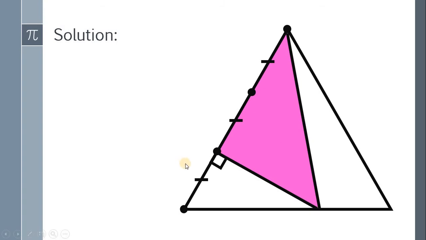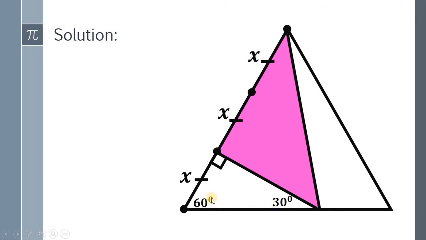First thing to do is to let this side be equal to x. Since they are all equal, therefore, this segment is also x and this segment is also x. Next, take note that this is 60 degrees because it is an equilateral triangle. So we have a 30, 60, 90 right triangle. If this is 60 and this is 90 degrees, this angle is 30 degrees.